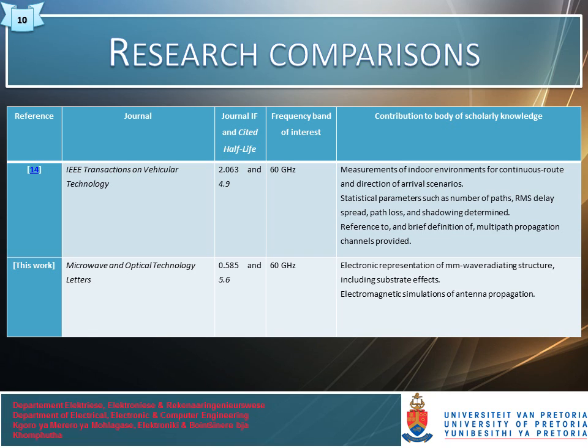The previous table continues on this page, and this work and its contributions, which are electronic representations, rain rate additions, and electromagnetic simulations, are mentioned explicitly in this slide. This work, published through a peer-reviewed international journal, has contributed to the body of knowledge through its electronic representation of a radiating structure at millimeter wave frequencies, and including substrate parasitic effects. Electromagnetic simulations are provided for antenna propagation as comparisons to the measured electronic circuit representation.